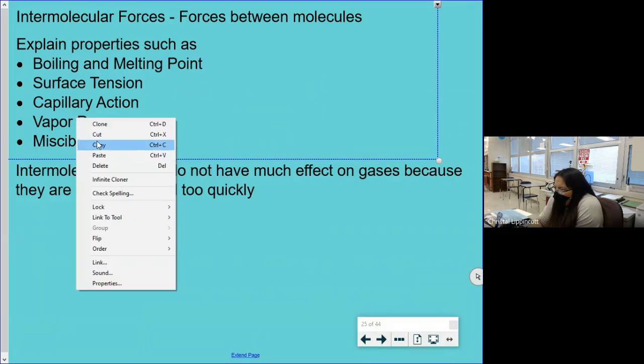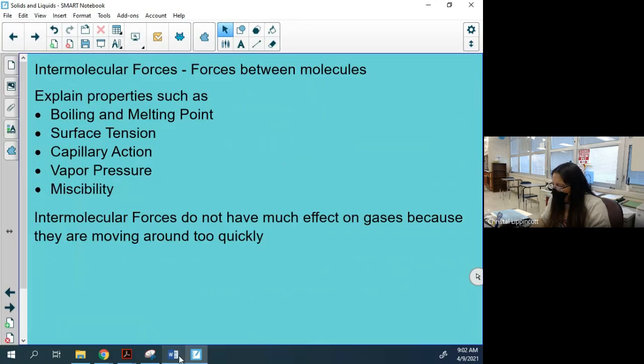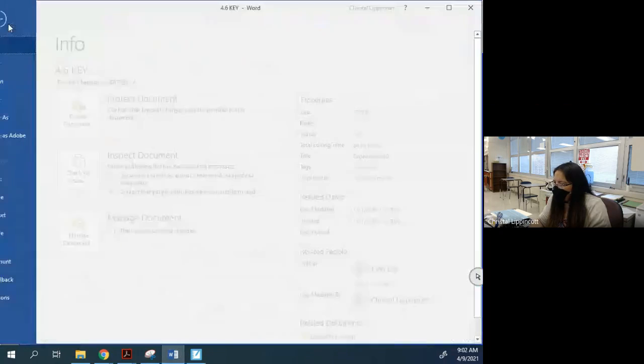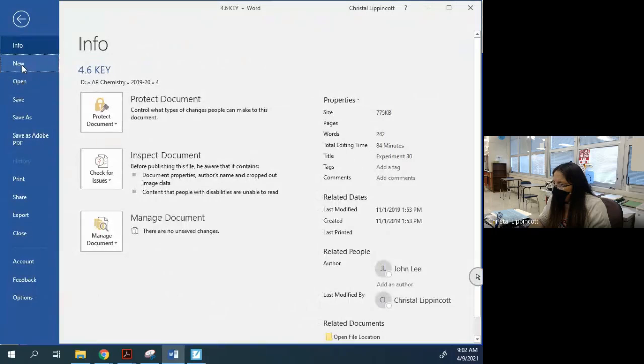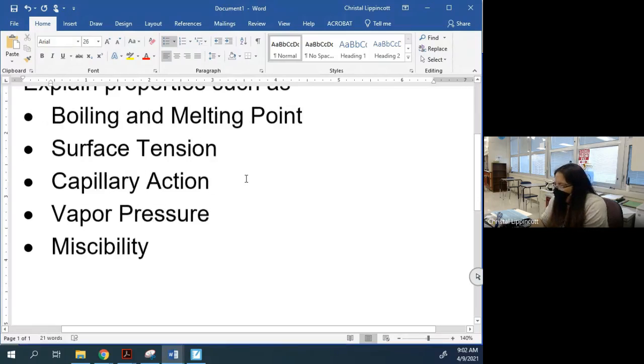Okay, I need to copy this. I need to take this into a Word document where I can actually write on it, because gosh knows we wouldn't want anything to work well around here for me. Okay, so Control V, and then I can talk about these things.